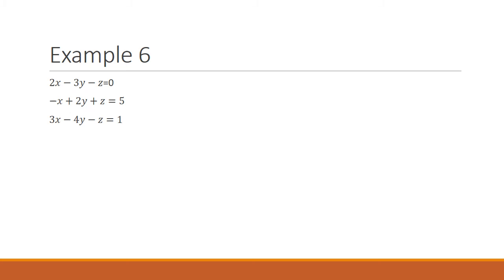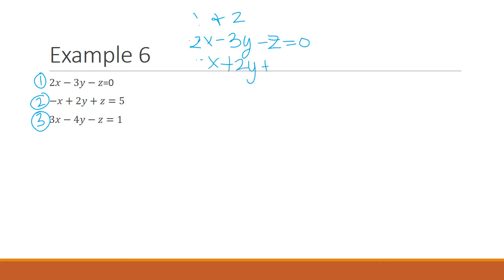Okay, so this next one, again, we're going to start off the same way. We've got 1, 2, and 3. In this case, they all have 3 variables, so we can't take that same shortcut. Let's just start with 1 and 2. So I've got 2x minus 3y minus z equals 0, and I've got minus x plus 2y plus z equals 5. Now, if you notice, in this case, my z's cancel out without me having to multiply anything together.